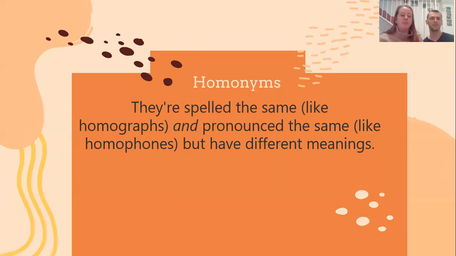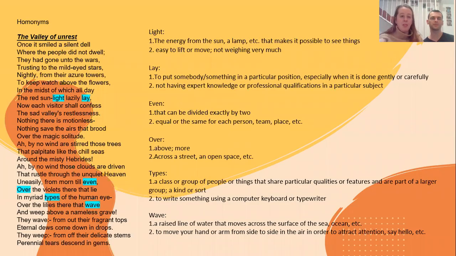Homonyms are another topic. They're spelled the same, like homographs, and pronounced the same, like homophones, but they have different meanings. We found many examples in the text of words that have homonyms. For example, light in the text is the energy from the sun that makes it possible to see things, but it has a homonym, light, which means easy to move or lift, not weighing very much.